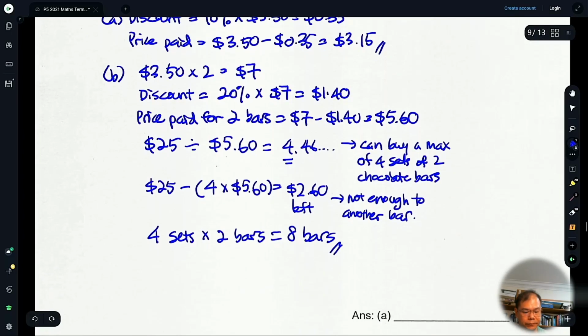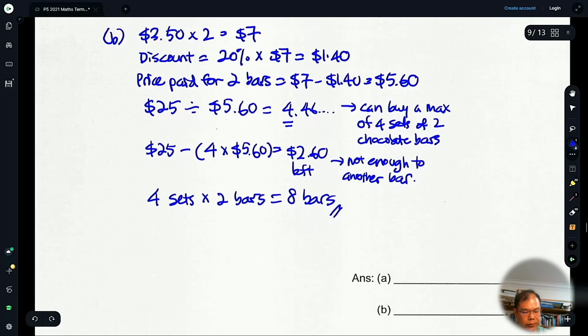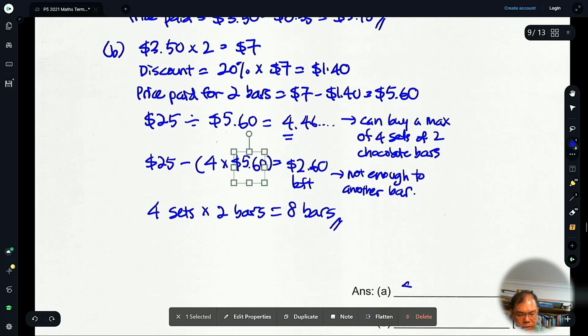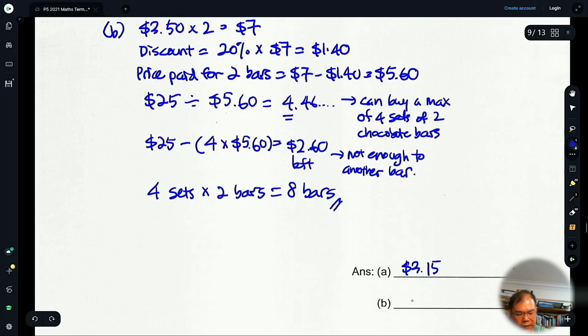Okay. So for part A, 1 bar after discount is $3.15, and for $25 he can buy a total of 8 bars maximum, right? Now bars is optional, so I'm just going to erase this. The answer will be 8.